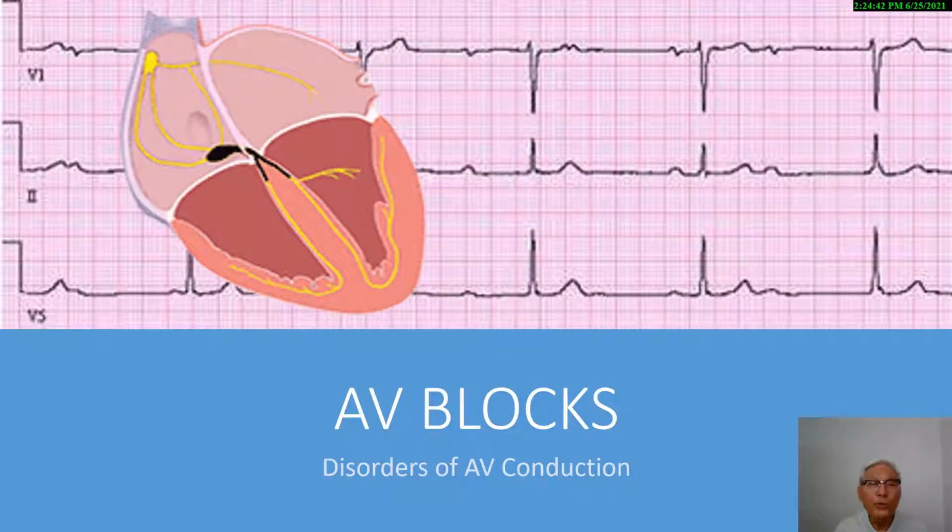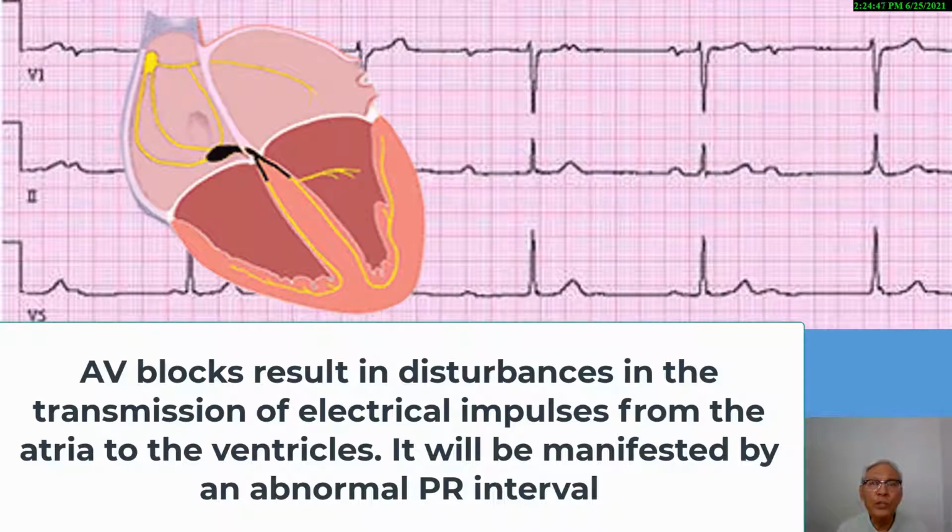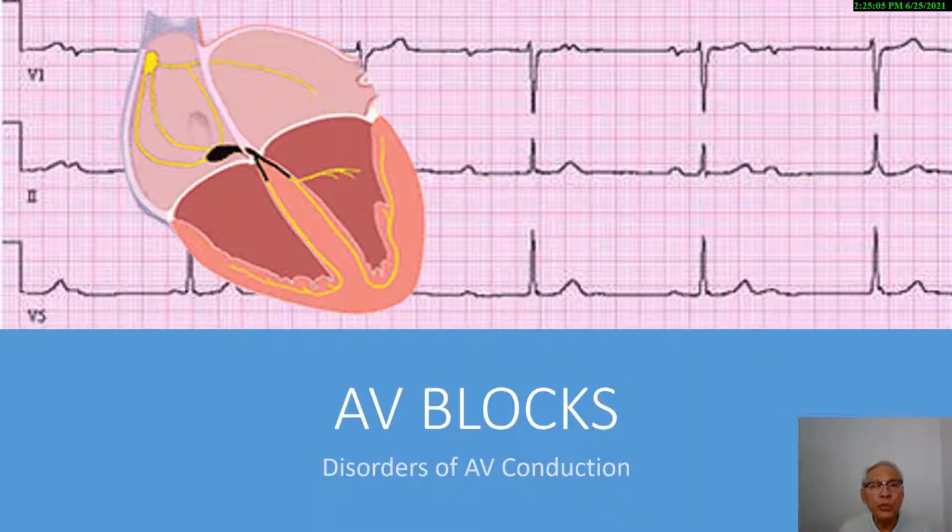In this section, we're going to talk about AV blocks. This is a situation wherein there is either a delay in the conduction of electrical impulses through the AV node or a complete cessation or blockage of the impulse transmission from the AV node to the ventricles. This will result in disorders that will be manifested by the PR interval.